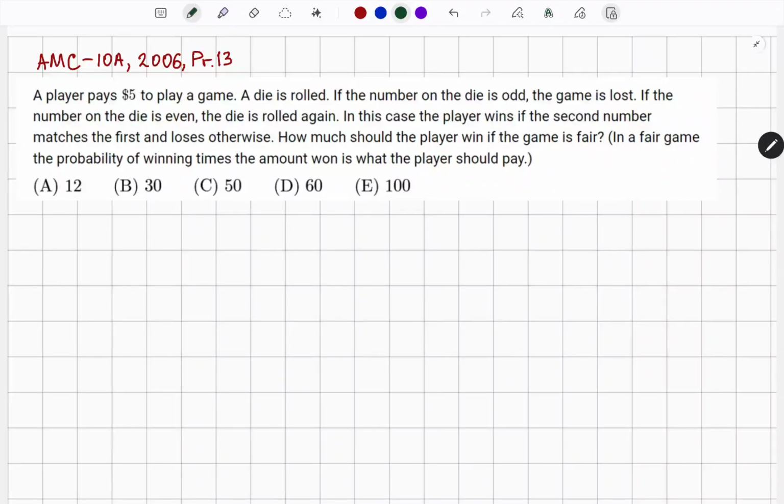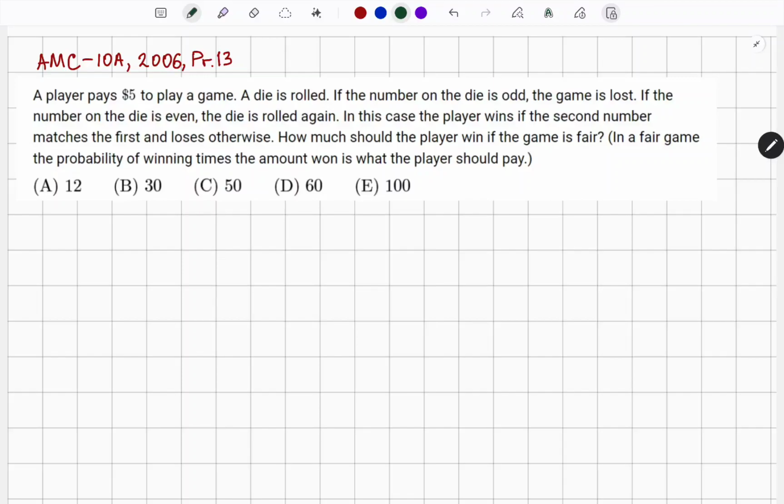Hello, in this video I consider three problems from elementary probability theory offered on AMC-10. So the first problem is taken from AMC-10A 2006, problem number 13. A player pays $5 to play a game.